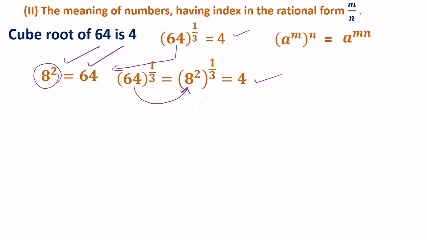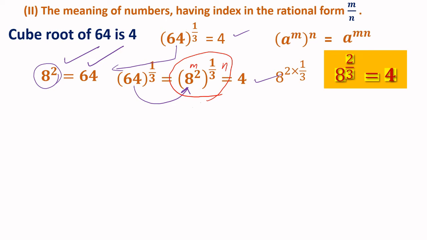Where we will apply that? We will apply it here. This is m in this case, this is n in this case. So what we will write? We will write m into n, 2 into 1 upon 3, which can be written as 8 to the power of 2 upon 3. And it looks like this. And the answer will be again 4.